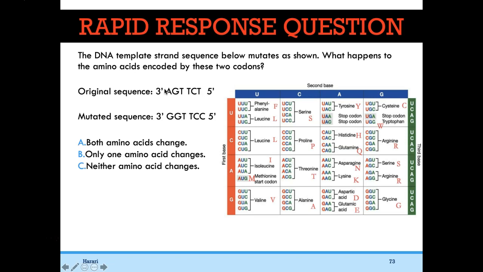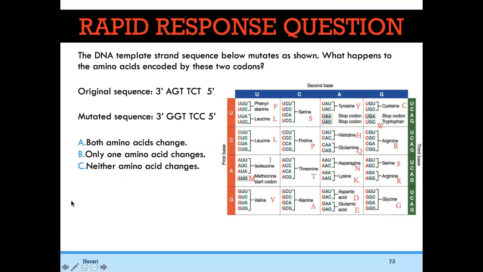So I'm going to give you an original sequence of template DNA. What would happen if I mutate 2 of these codons into this sequence? Tell me, using this codon table, what would happen? Would both amino acids change, only one, or neither? So take the time to actually do this problem.